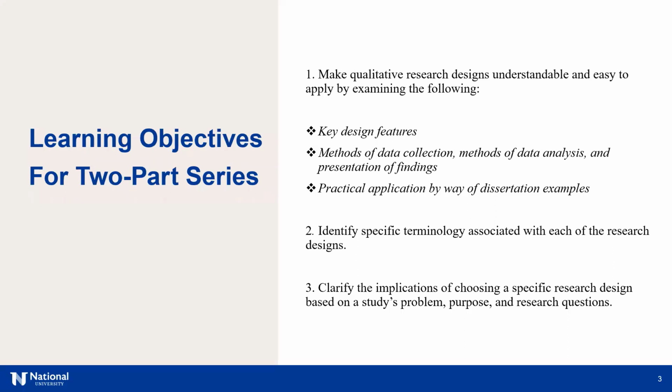This is Part 2 of Qualitative Research Designs. Part 1 was last week, and the recording is available through you and also posted in the Commons. The learning objectives for this two-part series are to make qualitative research designs understandable and easy to apply by way of discussing the key design features for each of the research designs, looking at the methods of data collection, methods of data analysis, and also presentation of findings for each of the designs that we're going to be looking at here today, which are ethnography, narrative inquiry, and grounded theory. And we're also going to be providing practical application by way of dissertation examples.